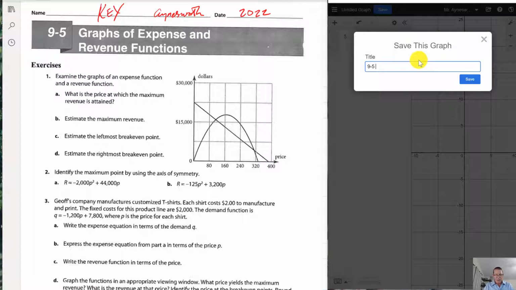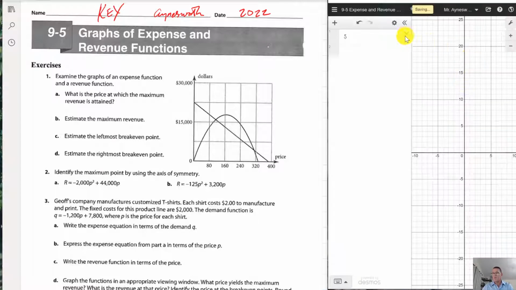Now we're going to be talking about the expense and the revenue functions. So we're going to be doing all the mathematics behind the economics that you guys are doing in your economics classes. After you get your Desmos set up, titled properly, we can get started.